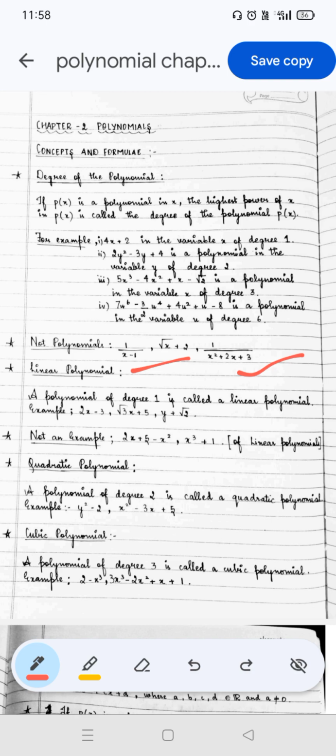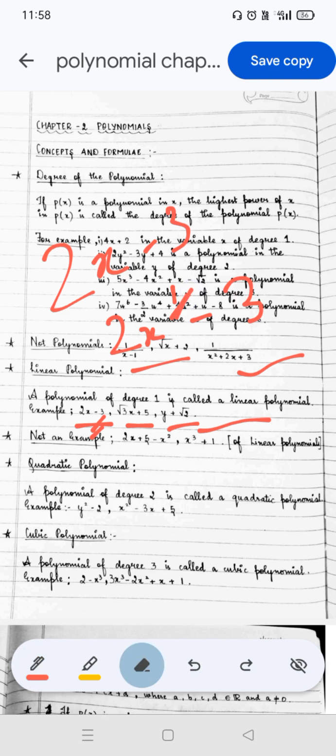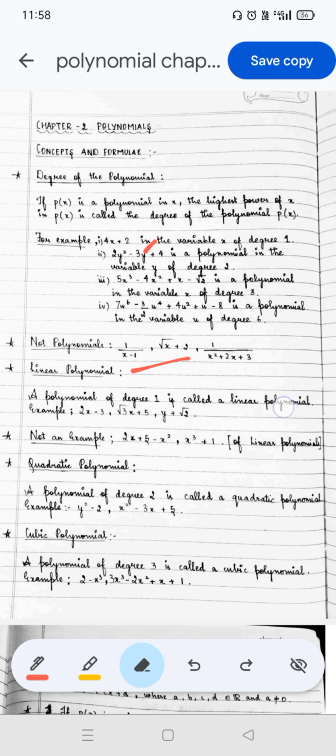What is a linear polynomial, or if they ask to define linear polynomial, we can say that a polynomial of degree 1 is called a linear polynomial. So for example, we can say 2x minus 3, root 3x plus 5, and y plus root 2. If we see 2x minus 3 over here, we can write 2x as 2x power 1 and 3 is constant, so minus 3. So here the highest degree is 1. So hence we can say that it is a linear polynomial.